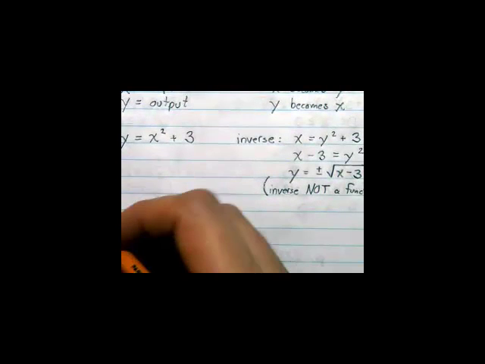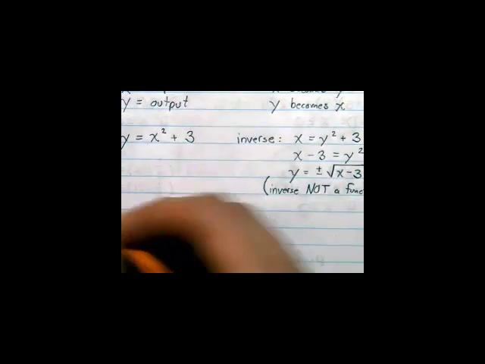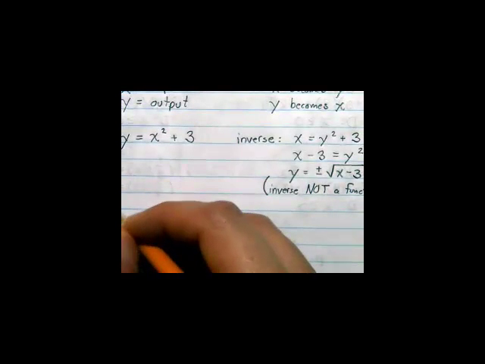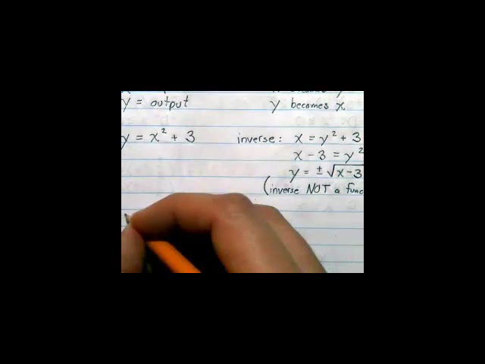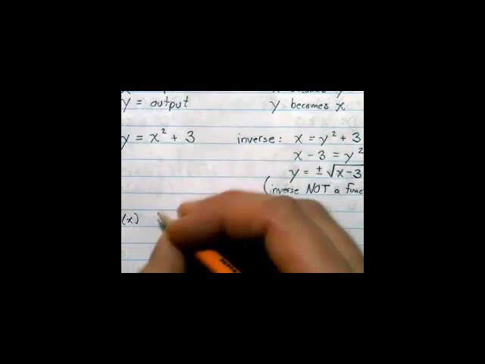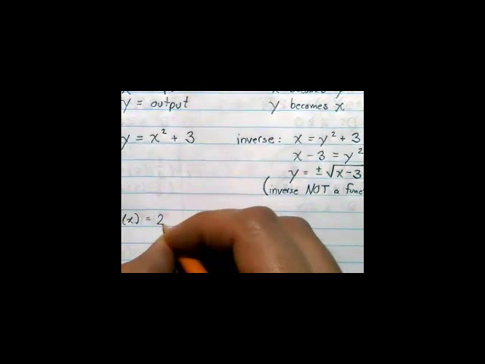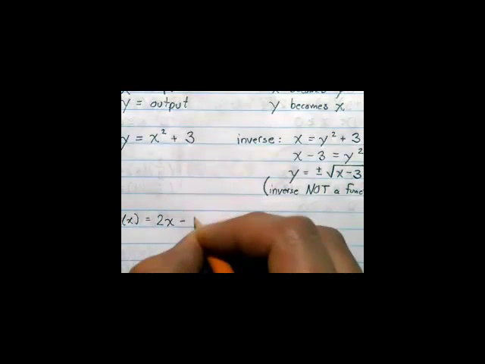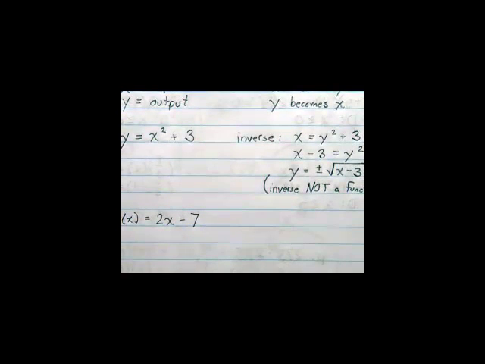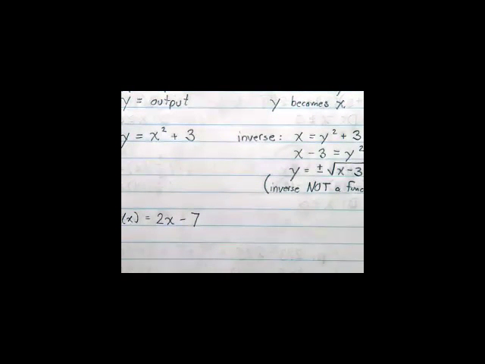Okay, so let's try another one. Let's say we have, and this time I'm going to use a little function notation with it, but it's not really going to change the game all that much. So let's say we got f of x equals 2x minus 7. All right, and keep in mind f of x is really just a fancy way to write what?